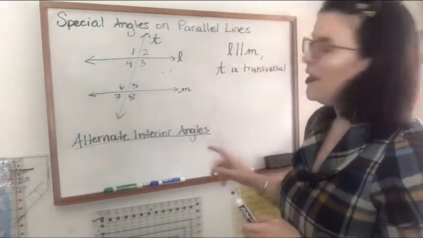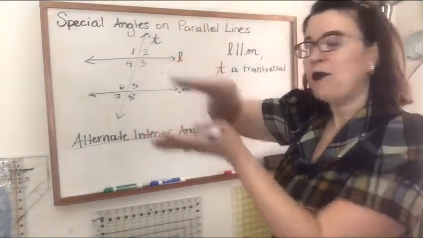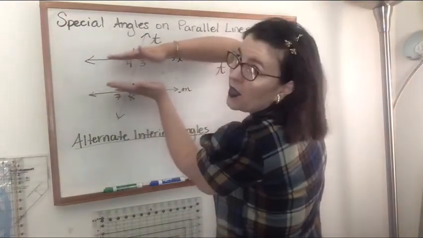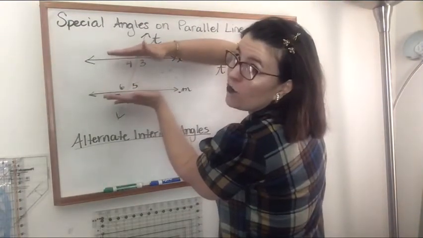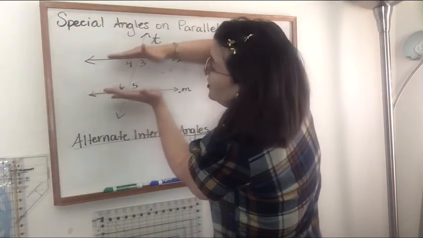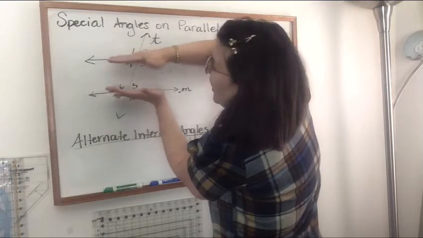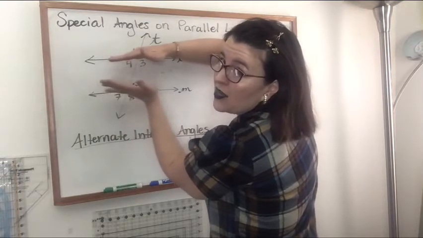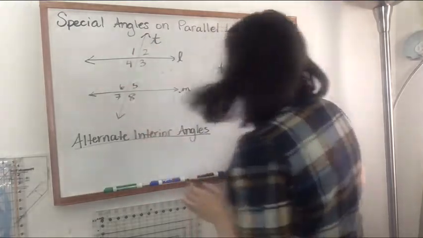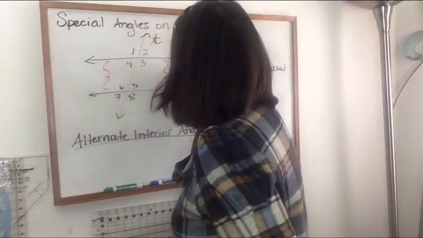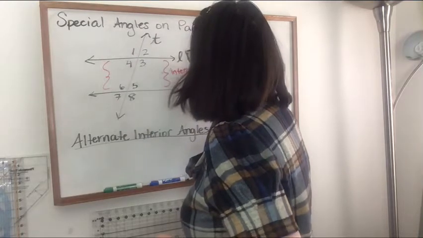Alternate interior angles live in the parallels. So if I were to put my hands here, I'm looking for the angles that live inside my hands. So these are considered interior, and the ones above and below my hands, like above this hand and below this hand, are considered exterior. All right? So all of this area is considered interior because it's in between the lines.